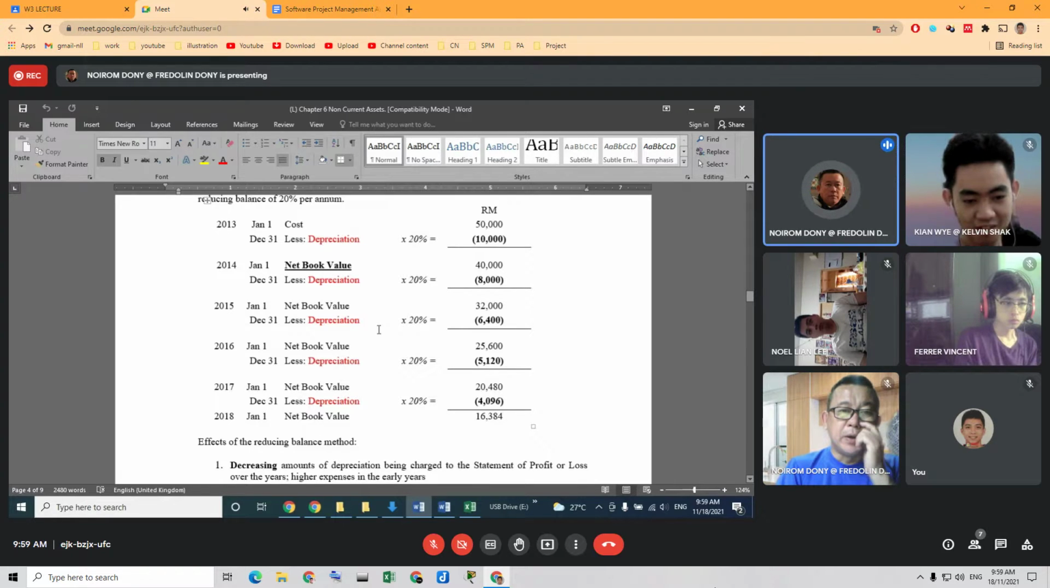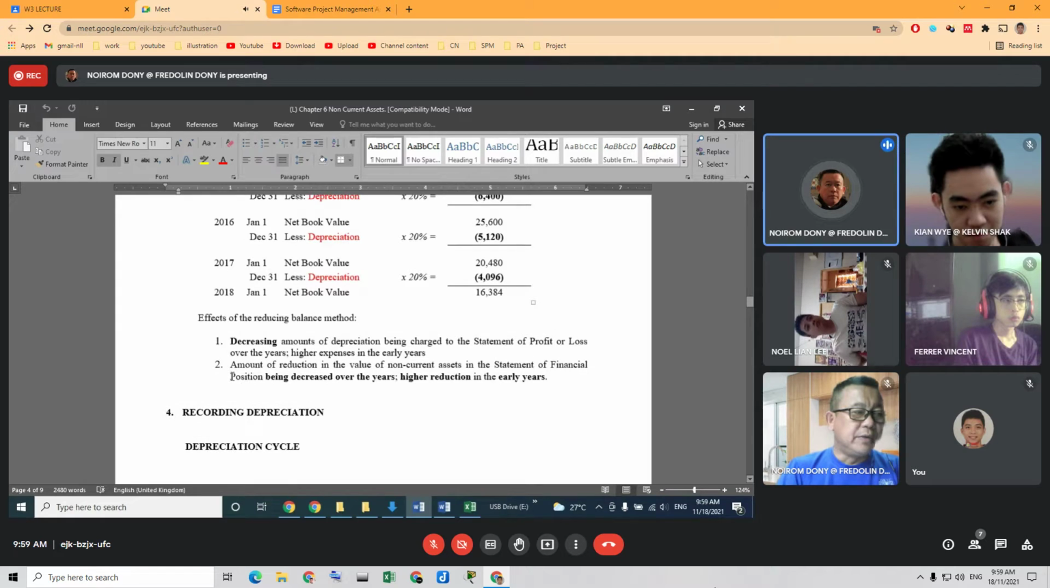When we apply the percentage, we apply it on the reduced balance. This is the reduced balance, 40,000. The net book value, reduced balance. That's why you need to write this down in your answer, because this is part of your marks. Follow this format whenever you are asked to do the depreciation calculation using the reducing balance method. So use this method.